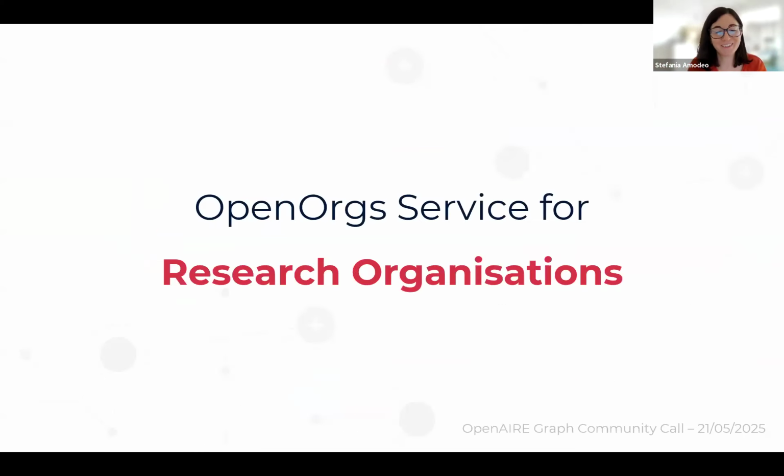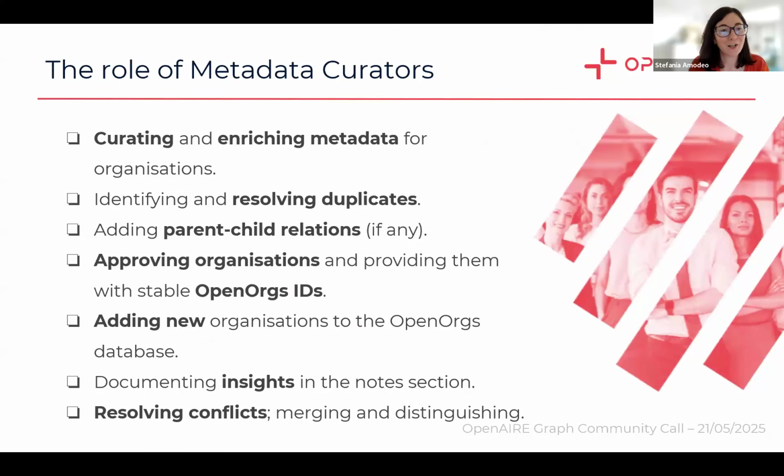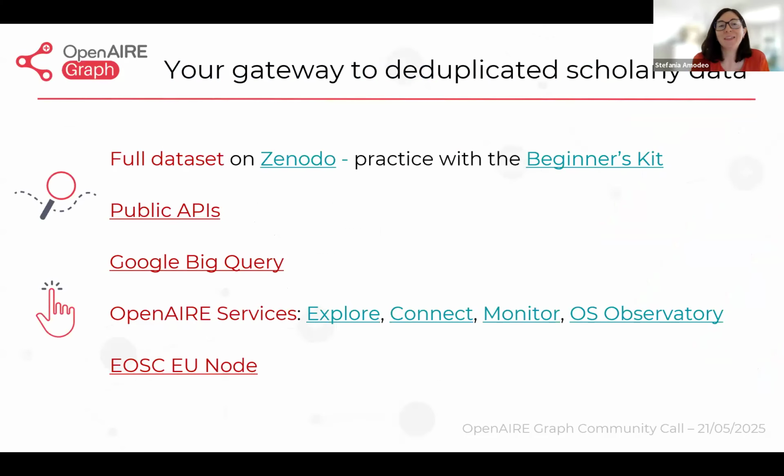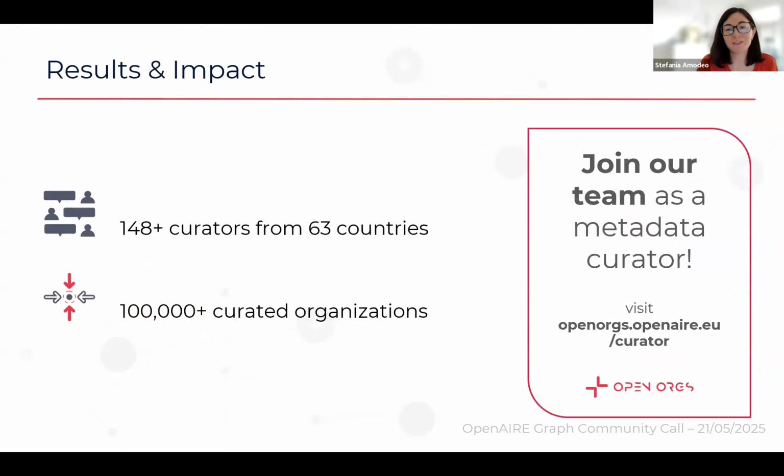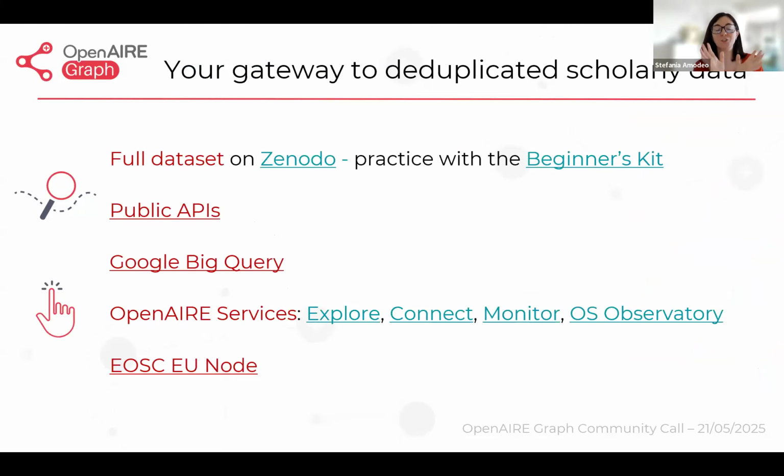Okay, sorry for this flashback. So I think this is the end of the deduplication for the organizations and all the other entities. Using the OpenAIRE graph means using deduplicated scholarly data. And once again, you have multiple ways to access the data of the graph and use it.